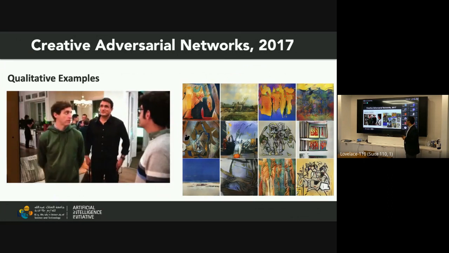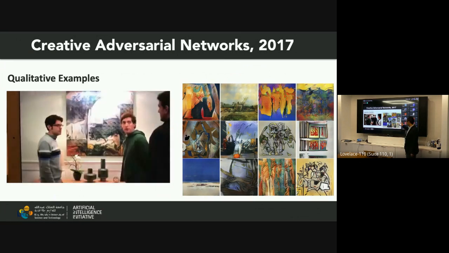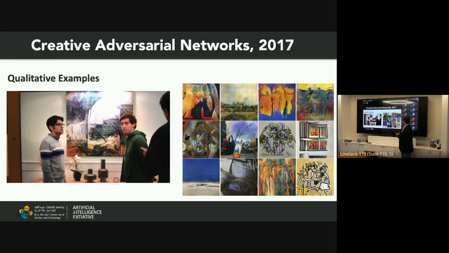But anyway, these are some of the creations that were produced by this method at that time. And this artwork that you have seen is a scene from HBO Silicon Valley. This painting was generated and was bought by HBO in the scene. You can look it up.